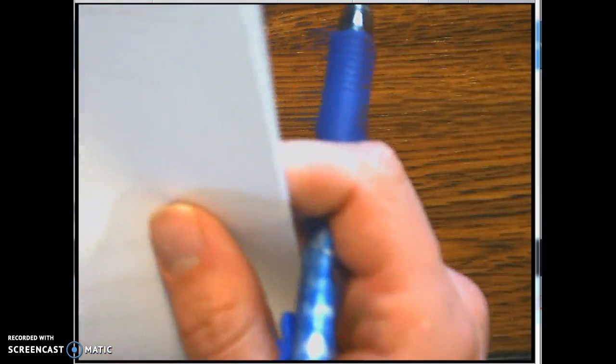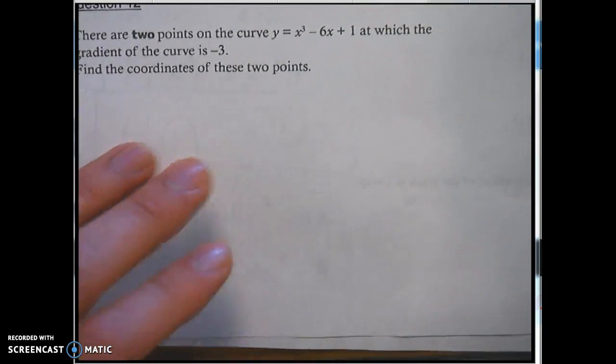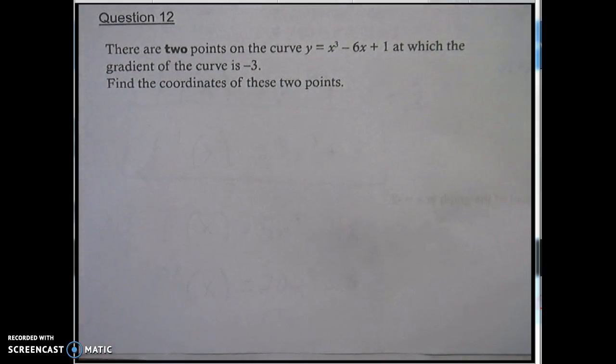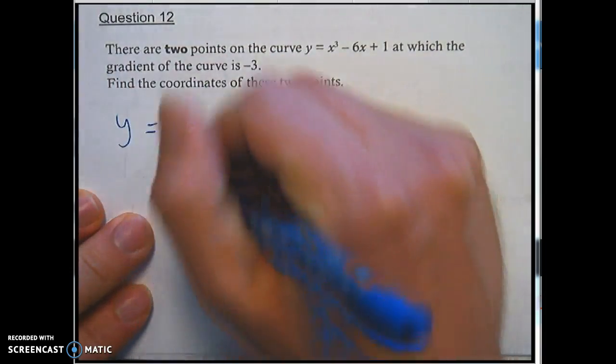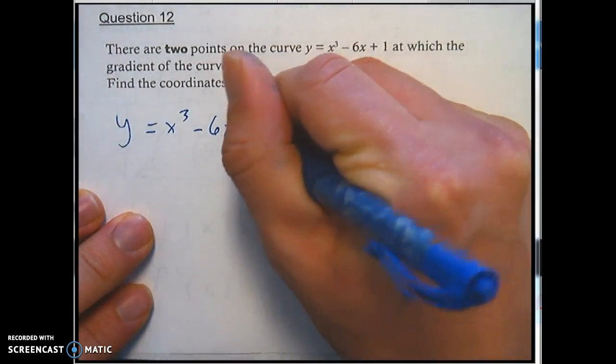Let me find something a little more challenging like this one. There are 2 points on the curve y equals x to the third minus 6x plus 1 at which the gradient of the curve is negative 3. Find the coordinates of these 2 points. Okay, so here's my curve. Y equals x cubed minus 6x plus 1.